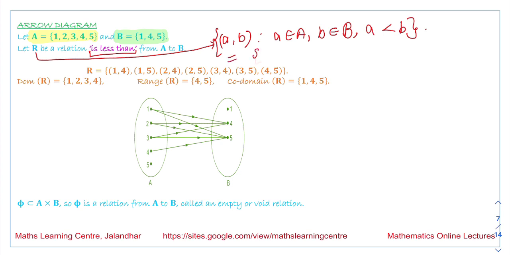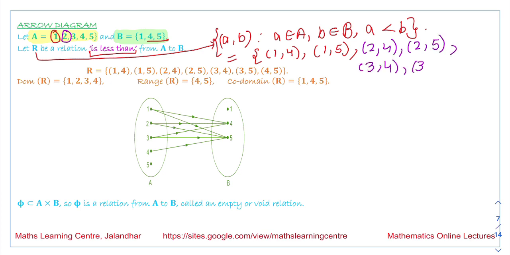So what will this collection be? We are considering 1; both these elements are greater than it. So 1 is related to 4 and 1 is also related to 5 by this relation. Next, for the number 2, we have 2 comma 4 and 2 comma 5. Then we have 3 comma 4 and 3 comma 5. Then the number 4 is less than only 5, so we have 4 comma 5, and corresponding to 5 there is no number over here. So this is the relation R that we have.